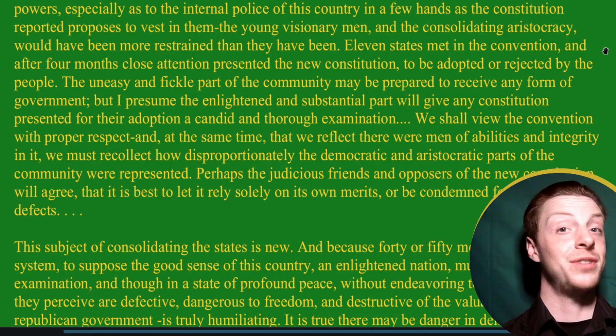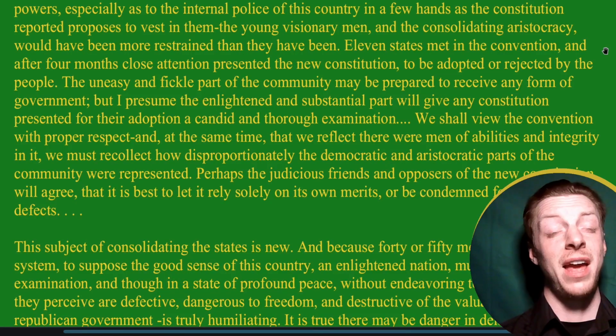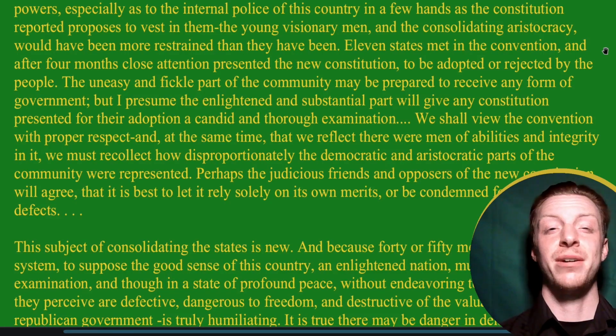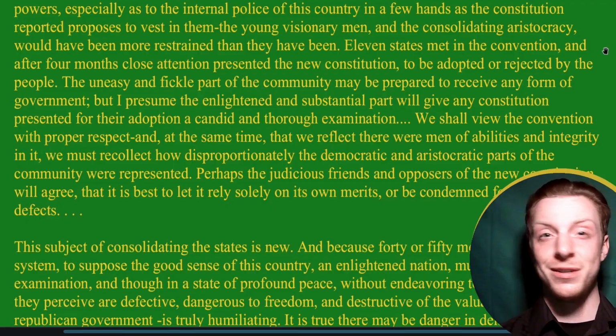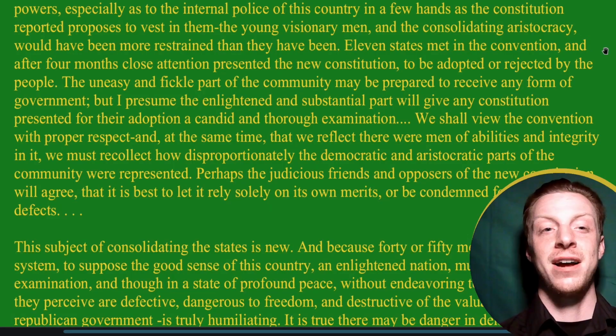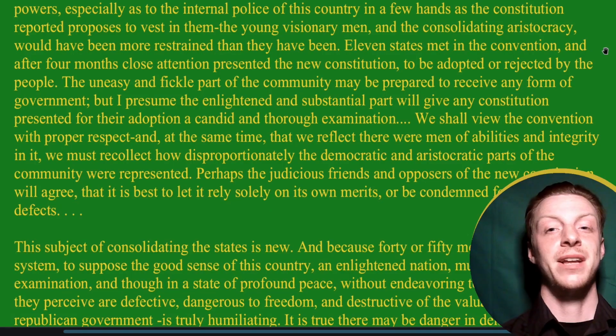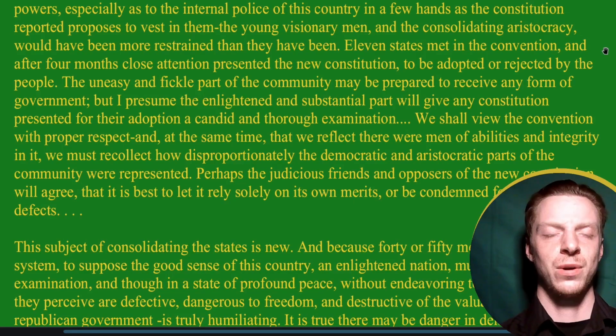Young visionary men, who does that sound like? Hamilton, I think, was 18 when he was writing the Federalist Papers. Madison, I think he was in his 20s. And then the aristocratical, John Jay, in his much older years, if I remember correctly. One of the few gentlemen that said, hey, not such a good idea for the states to have seceded from the crown. I wonder where his loyalties laid.